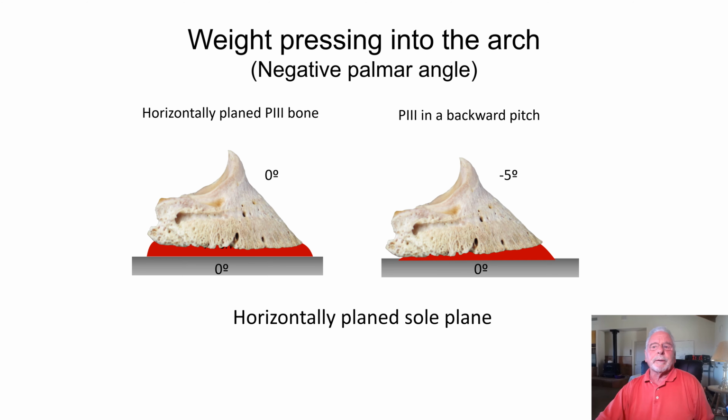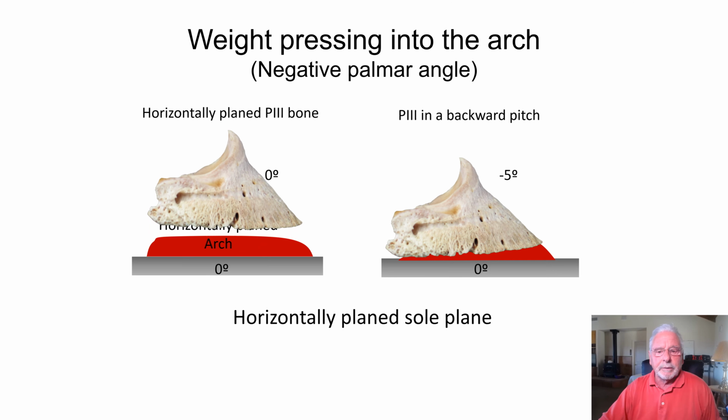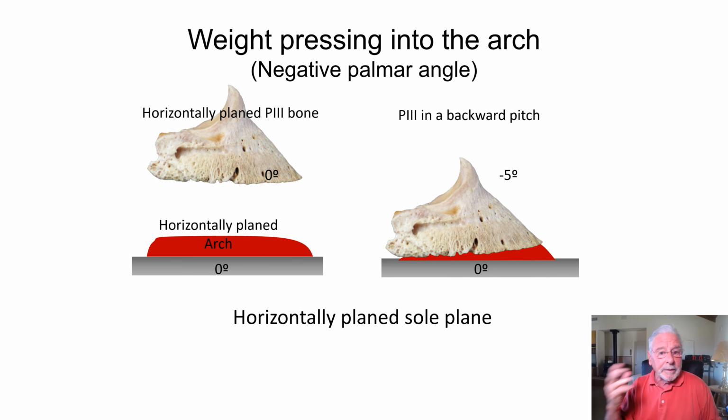So let's look at weight pressing into the arch in a negative palmar angle. We can start with our horizontally planed hoof capsule and our horizontally planed P3 bone and look at the arch, and the arch will be very close to a horizontally planed top line. Remember that this is rare to find because we have not learned how to control the arch from collapsing. Once that is established, feet will get better, and if we can maintain that, horses will perform and have a longer and a happier life.